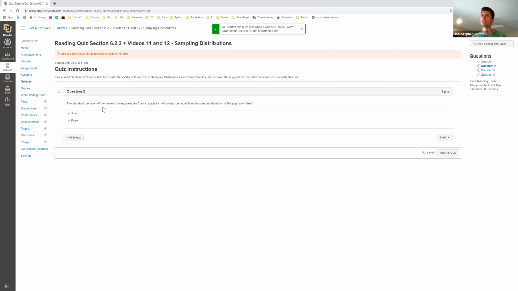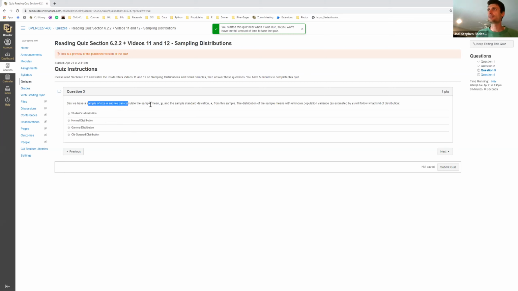The standard deviation of the means of many samples from a population will always be larger than the standard deviation of the population itself. False. Good job. All right. And we know that because we're dividing by the square root of n, right? Whenever we're looking at the standard deviation of the sample mean, it's going to be less than the original standard deviation of the population.